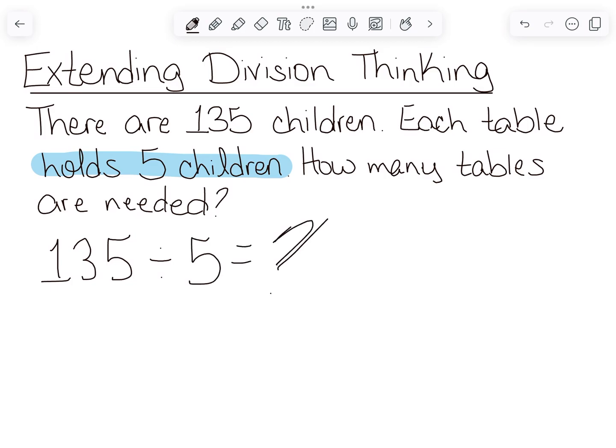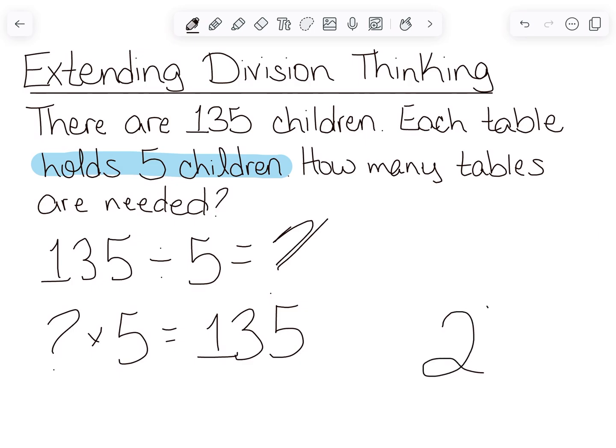In the corresponding multiplication problem, we don't know how many groups, but we do know there are 5 per group, and that should be equal to 135. This is a much bigger problem to draw a picture for, but we could do it if we had enough time, and we can see that the solution is 27.